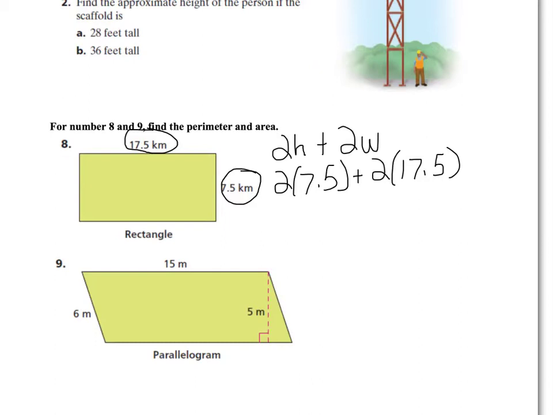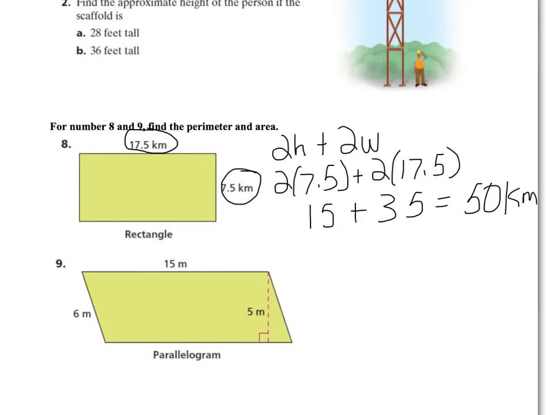2 times 7.5 equals 15, and that's going to be plus 2 times 17.5, and that's going to equal 35. 15 plus 35 equals 50. So that means that the perimeter of this rectangle is 50 kilometers.